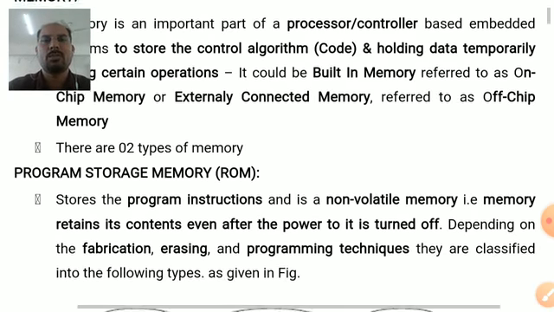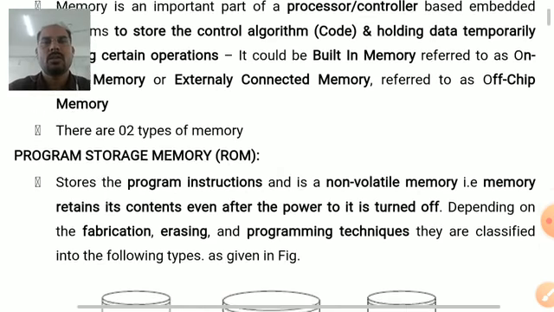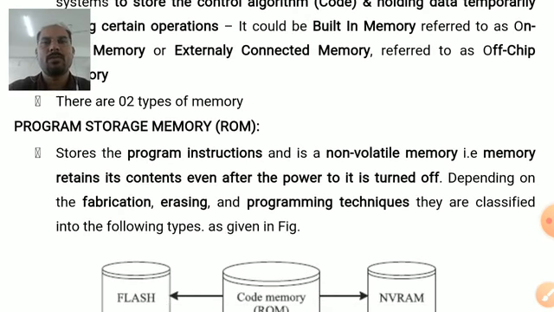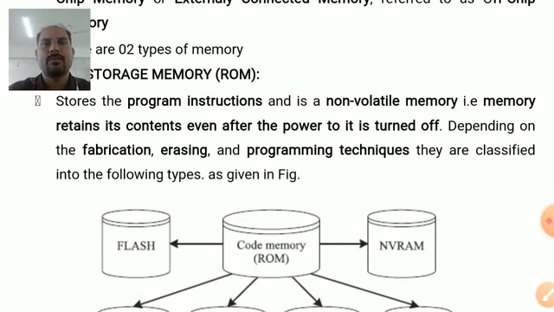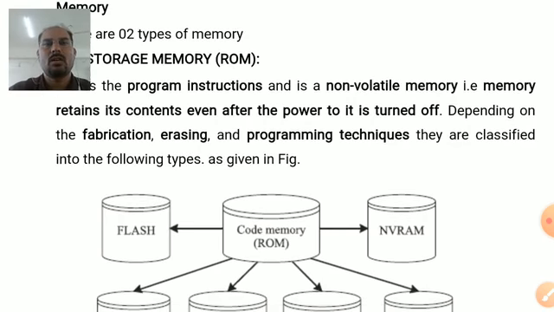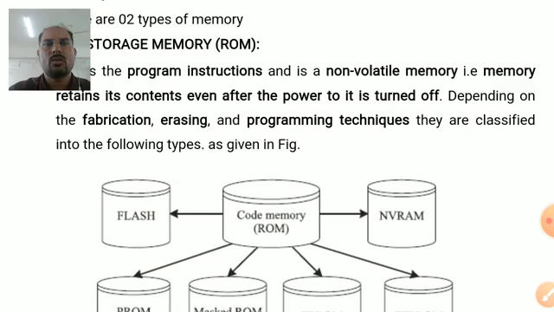There are two types of memory. First one is program storage memory, ROM memory, and the other one is the RAM memory, random access memory. We'll discuss these two in detail. The first one is program storage memory, ROM memory. This memory is used to store the instructions or algorithm, or you can say the program, and it is a non-volatile memory. It means that when power goes off, the information present in this type of memory will not be erased. It will retain there only.